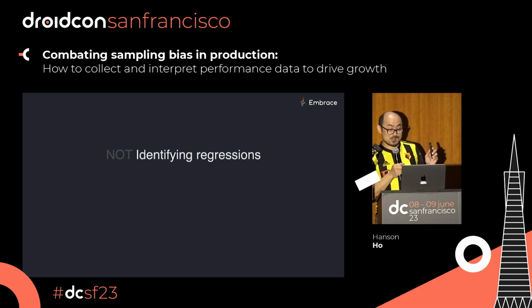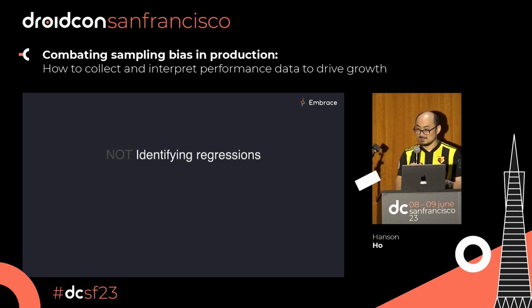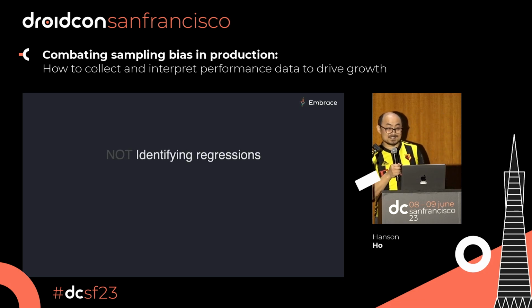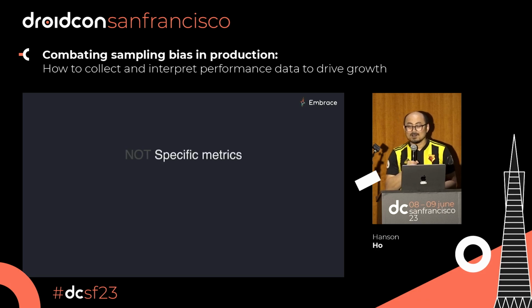I will not talk about how you identify regressions. Comparing 2 big sets of data and telling if there's a regression, that's a whole different talk, a lot of stats. And I promise, no stats. I will also not talk about specific metrics that are useful for performance growth, because depending on your situation and your app, those could differ quite a bit.